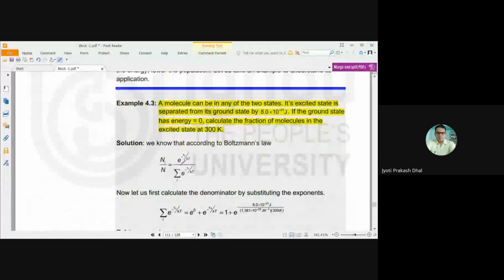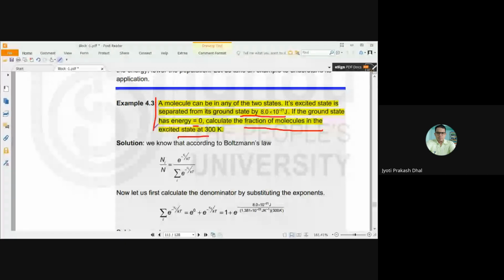Now coming to one question. Most probably numerical questions will come from this portion. A molecule can be in any of two states. Its excited state is separated from the ground state by 8 into 10 to the power minus 21 joule of energy. If the ground state has energy 0, calculate the fraction of molecules in the excited state at 300 Kelvin. So this is your numerical question.